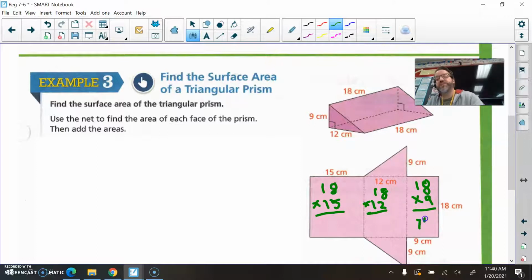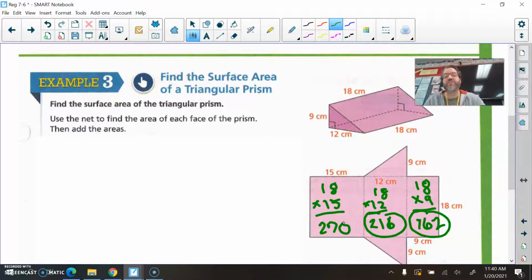So this would be 162, and yes, you can use a calculator. This one here would be 216, I believe. 180 plus 36 is 216. And then 18 times 15, that'd be 270. Did I get that right? 180 plus 90 would be 270. Again, use a calculator when you're doing that, and you'll be fine.